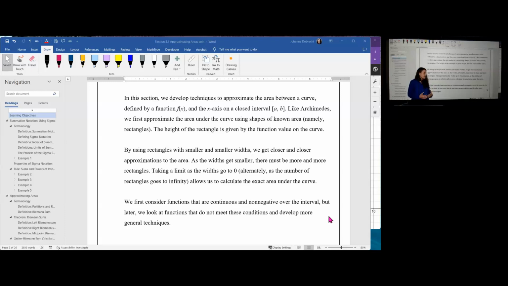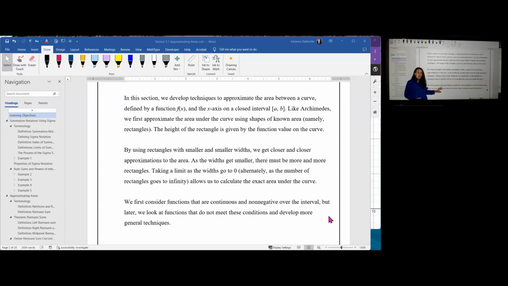We'll be using rectangles. By using rectangles with smaller and smaller widths, we get closer and closer approximations to the area. But in order to go from a to b every time, if the widths get smaller, then I have to have more rectangles. And if I take the limit as the widths of all the rectangles go to 0, or alternatively, the number of rectangles goes to infinity, I can actually calculate the exact area under the curve.